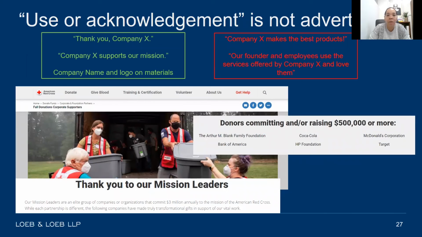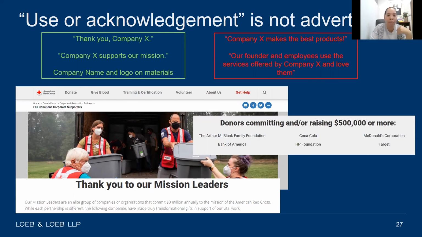Thank you. So how do you know if it's advertising? Generally, any kind of acknowledgement or just plain old expression of gratitude is going to be fine. Thank you, Company X. Company X supports our mission. You know, putting your logo on the charity's website. Plenty of charities thank all of their preferred donors and sponsors above a certain level on their website. They can even put links if they want to. They can't put a link directly to a page where it's like, purchase this product here.